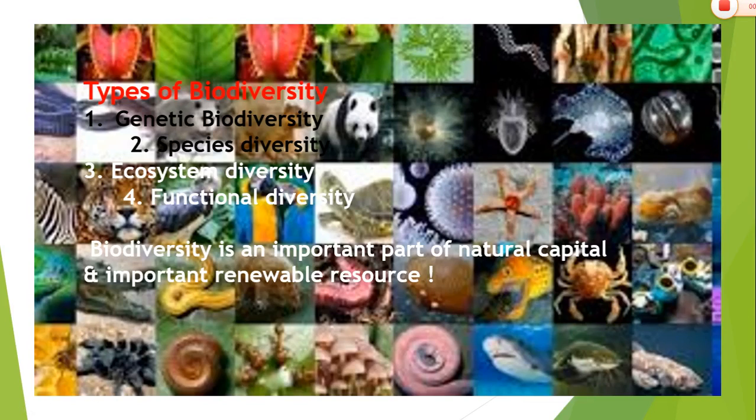First, it's called genetic biodiversity. Second, it's called species biodiversity. Third, it's called ecosystem biodiversity. And fourth, it's called functional biodiversity. These are the four types of biodiversity.